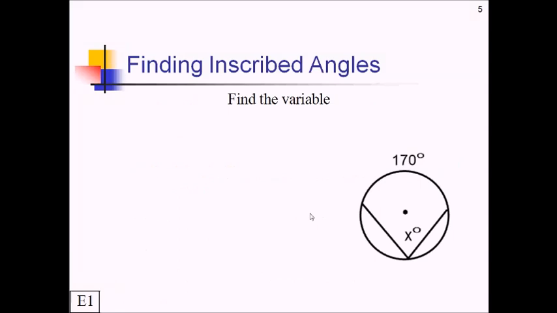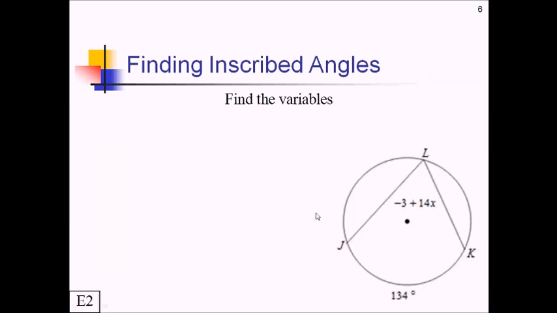Based on what we just went over, see if you can figure out this variable here. Alright, so the relevant fact here is that the inscribed angle is half the intercepted arc. Since our intercepted arc is going to be 170 degrees, that means x is half of that, which is to say 85 degrees.